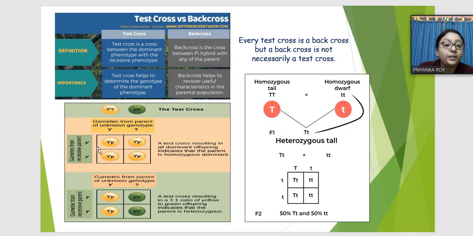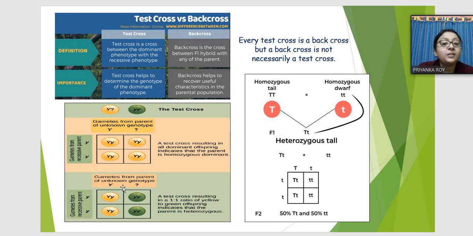So everywhere this capital Y will go, and therefore the dominant expression will be yellow in all the offspring. So all dominant offspring indicate that the unknown genotype is a homozygous dominant genotype. That means capital Y, capital Y.